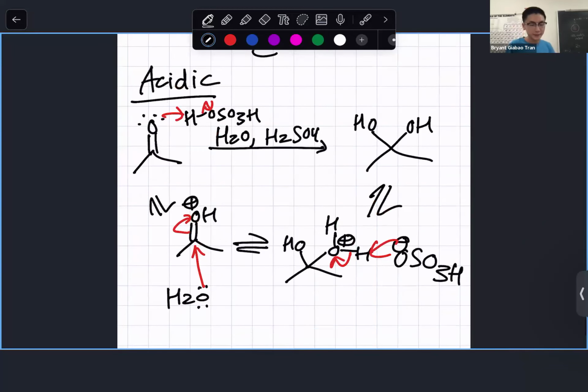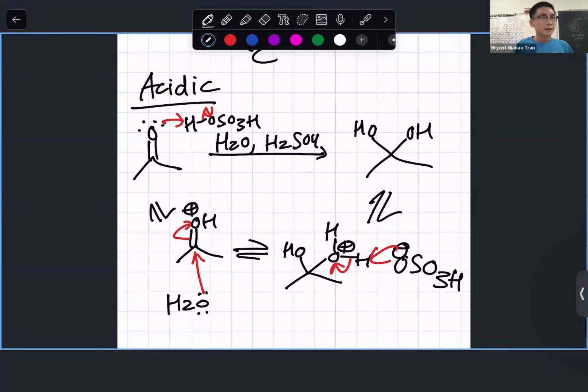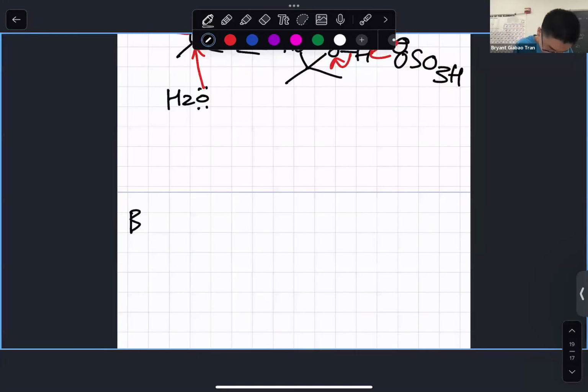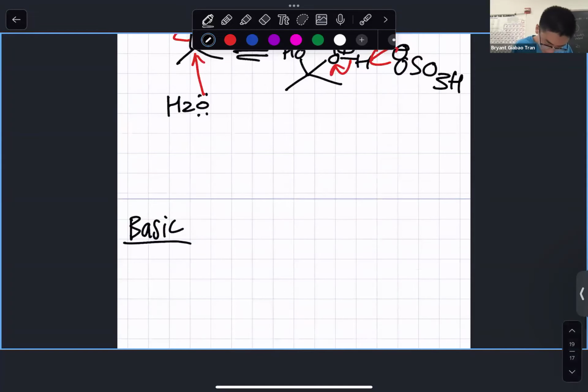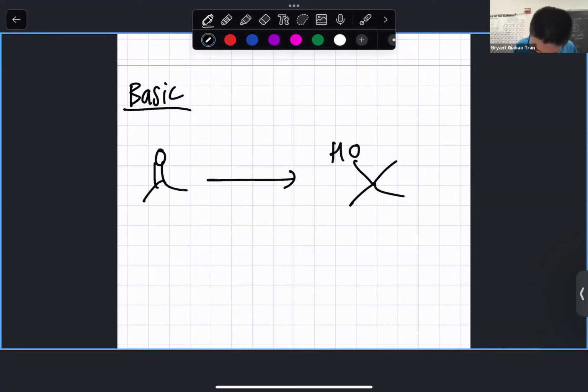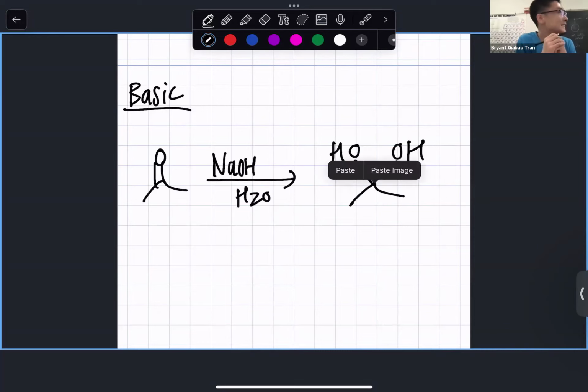We could also do this in basic conditions. Like, let's say we try to convert this carbonyl into this geminal diol using NaOH in water. Is NaOH a strong or weak nucleophile? An OH minus.